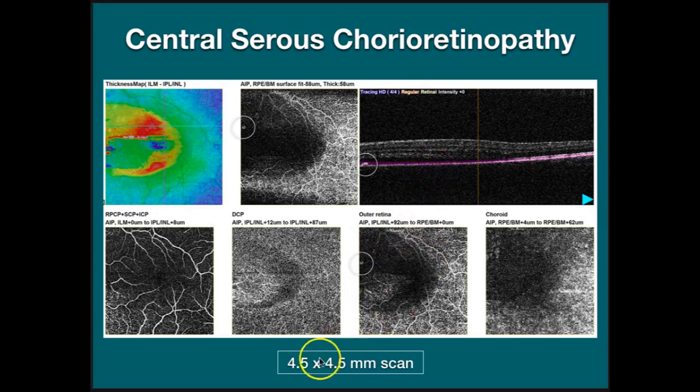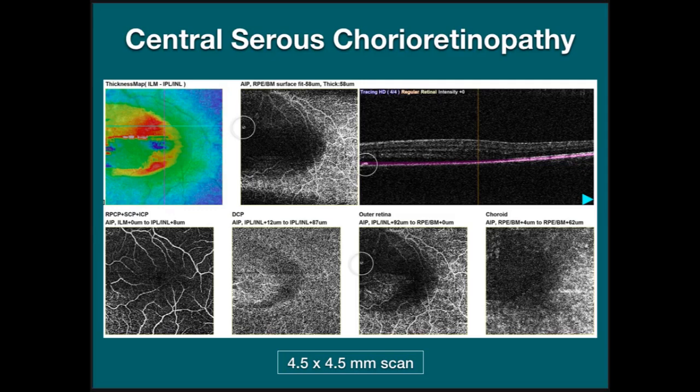Now, just to let you know, this is not a 9x9mm scan like we took of the macular map. I wanted a greater resolution, so I used a 4.5mm scan, which was enough to just catch the edge of the PED. So again, this patient was monitored, and he actually came in earlier this week and was found to have complete resolution of the fluid, and his visual acuity is back to normal without any active therapy.